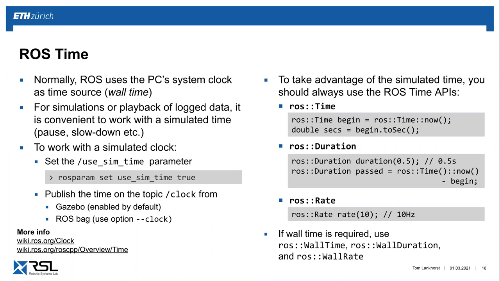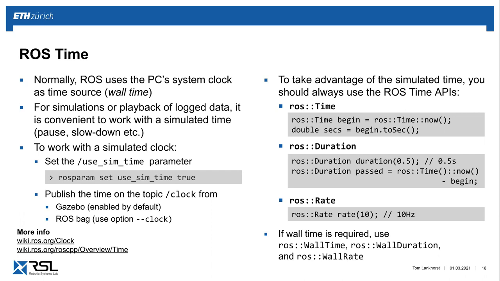Complementary, there is a duration. A duration is a difference in time points. In the first example, we just create a duration from scratch. And the first parameter to the duration constructor is the value 0.5, which indicates that this duration should be 0.5 seconds. Now, what's interesting is that we can also calculate a duration by taking two time points. In this case, I take the current time and I subtract the time at the start of the program. That will give me the duration that it took for the program to go from the starting time to the current position in code.